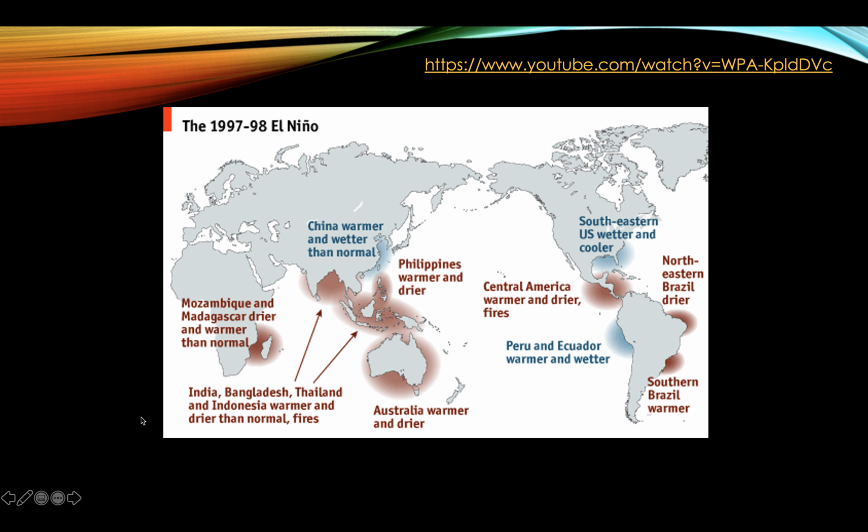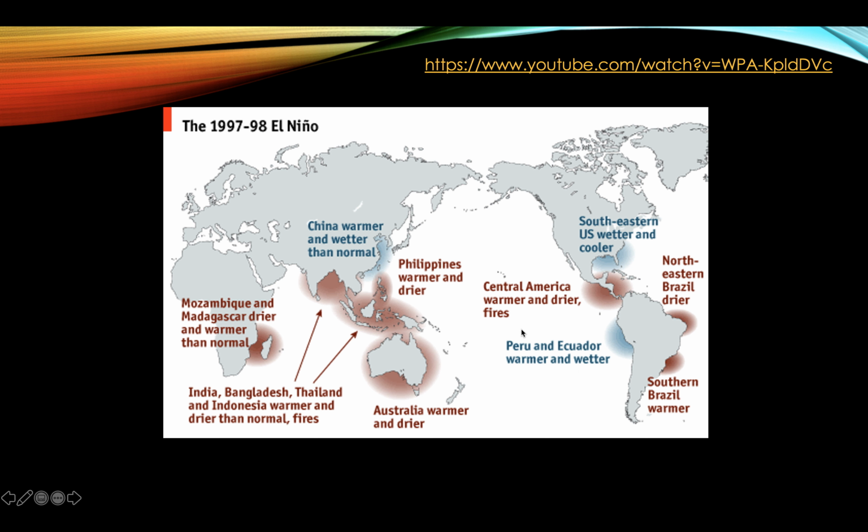So let's have a look at this picture here. Part of your homework assignment will be to watch a documentary on the 1997 to 98 El Nino event. This was the worst El Nino that Earth has ever seen, and it also led to one of the worst coral bleaching events.